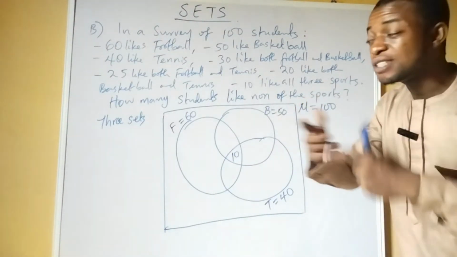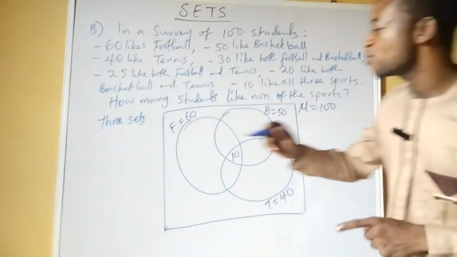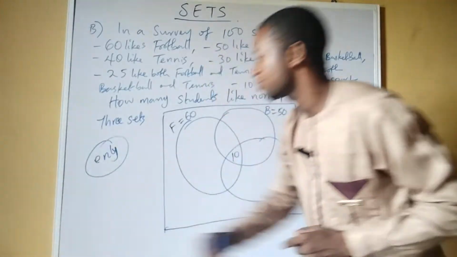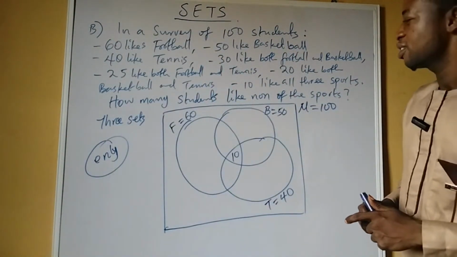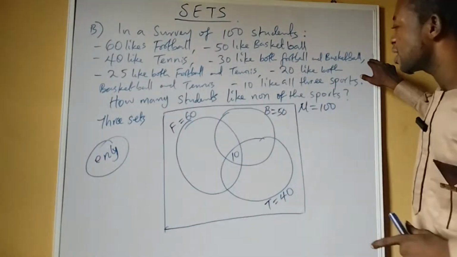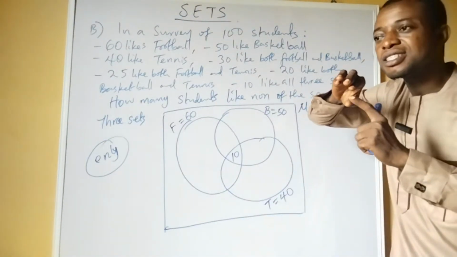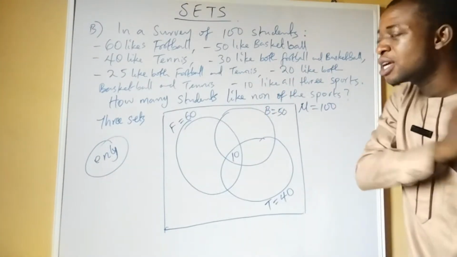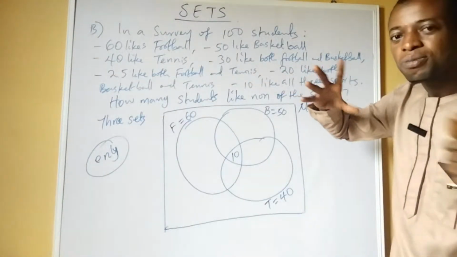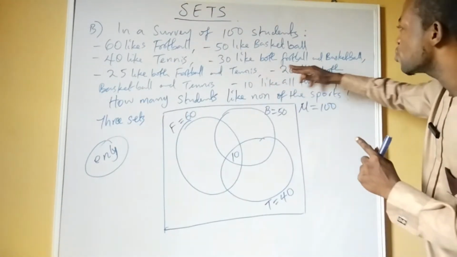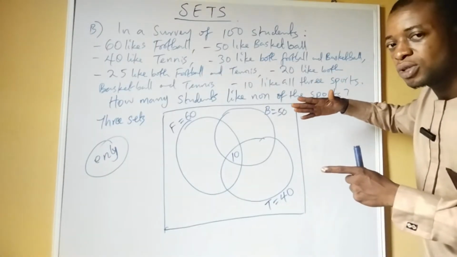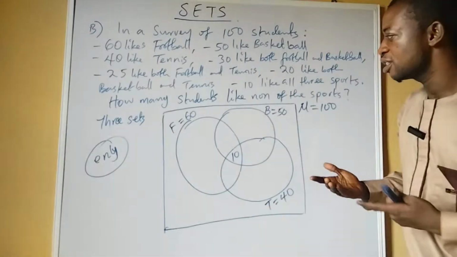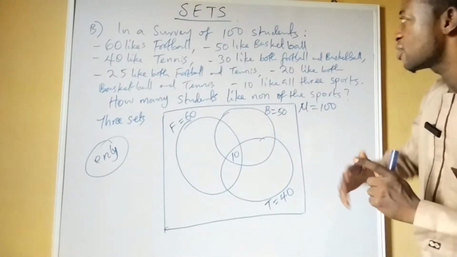And it is different from "30 like both football and basketball only." So this word "only" is not there. Some questions we put "only" here. And once they put "only" here, it means that you no longer have the third game part. But this one still has a third game part. It implies that 30 like both football and basketball, but of those 30, some of them still like tennis. Do you get it now? And you will see it clearly now.